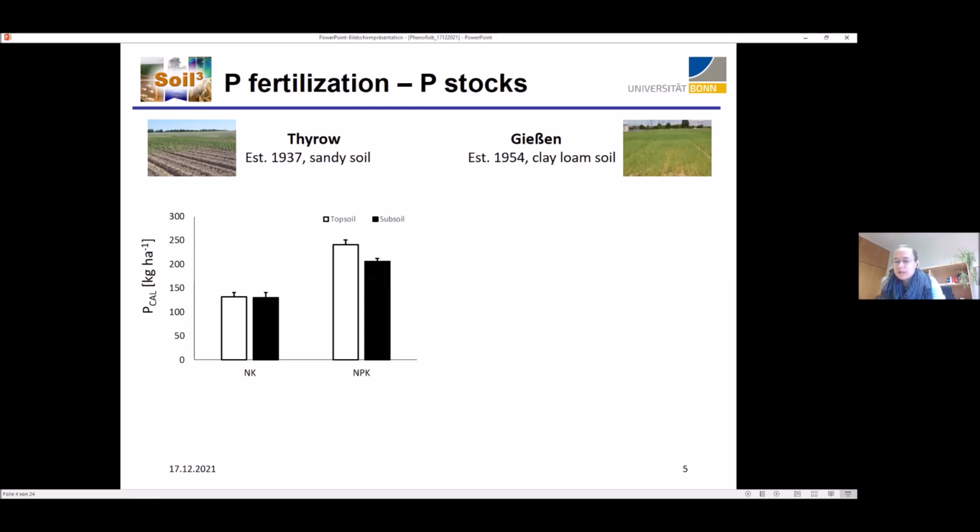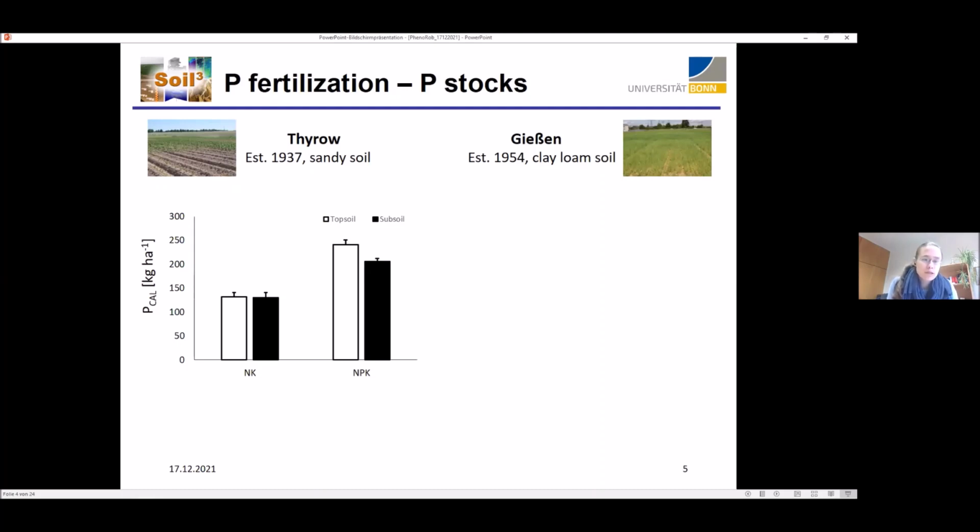When we want to know the effects of P fertilization, we can look at the phosphorus that is extracted by calcium acetate, calcium lactate extraction. That is actually the method that is also recommended by German authorities if you want to determine how much phosphorus is available in your soil and how much fertilizer you still have to add.